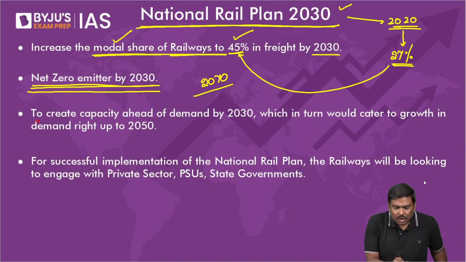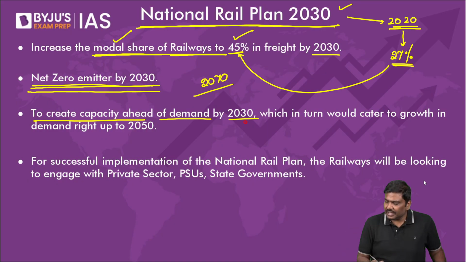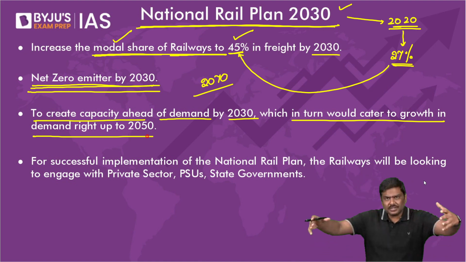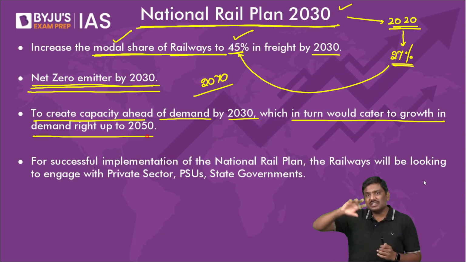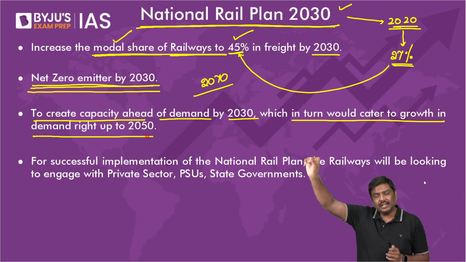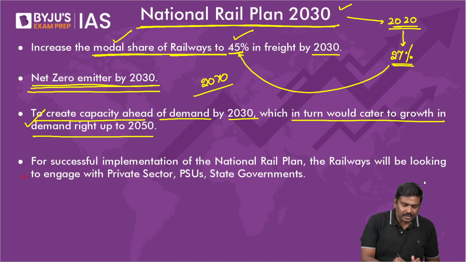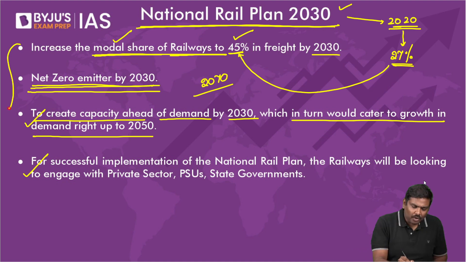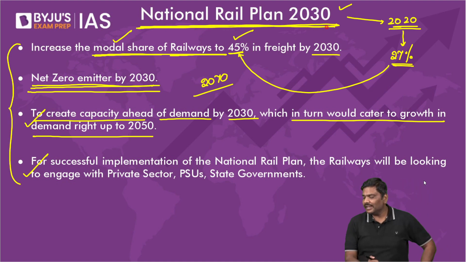Okay, next one, to create capacity ahead of the demand by 2030, which in turn will cater to the demand growth up to 2050. That is, we will create so much infrastructure in railways that infrastructure will be sufficient to take care of demand till 2050, right? That is the third point. And the fourth point is, for successful implementation of the components under the National Rail Plan, we will take assistance of the private sector, the state government, and even public sector undertakings, right? So these are some of the very important provisions of National Rail Plan 2030.